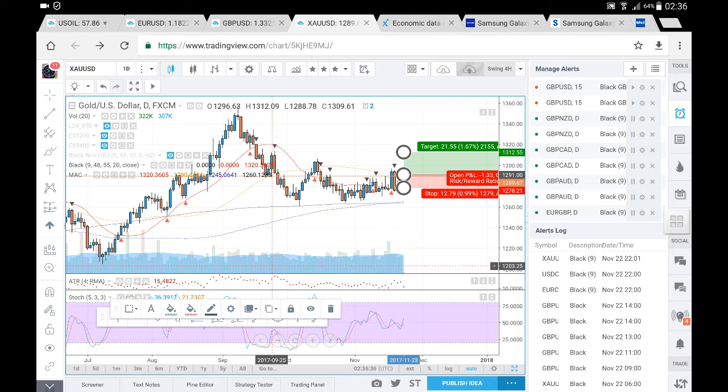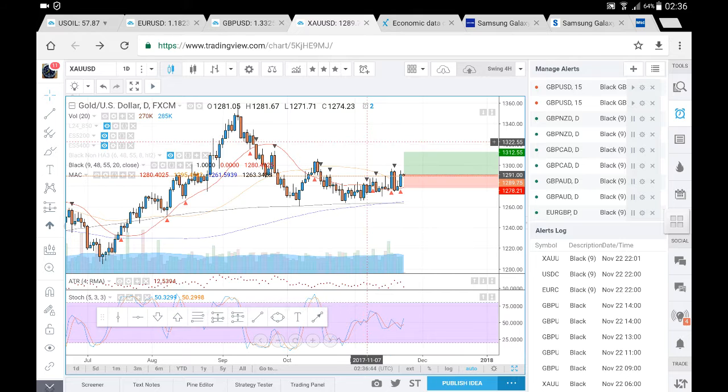Again, this is highly speculative. It's not a trade recommendation or investment advice, and it's purely based on this indicator on the chart.